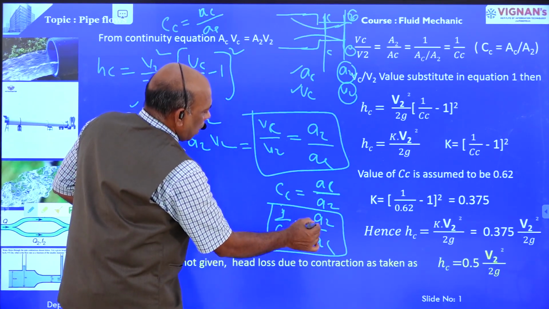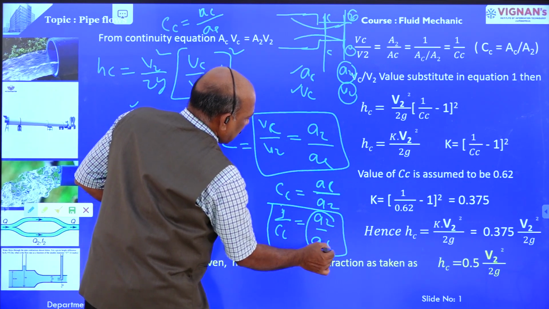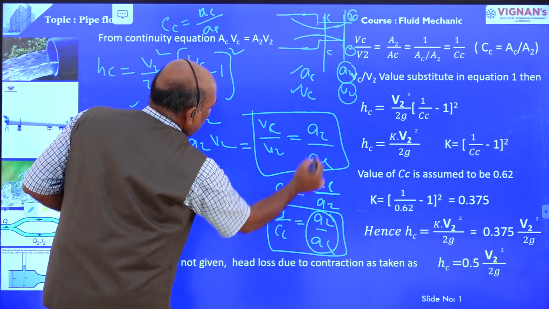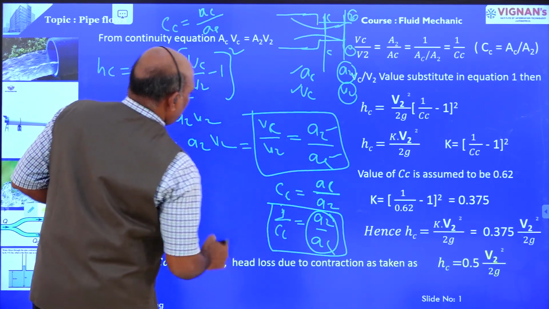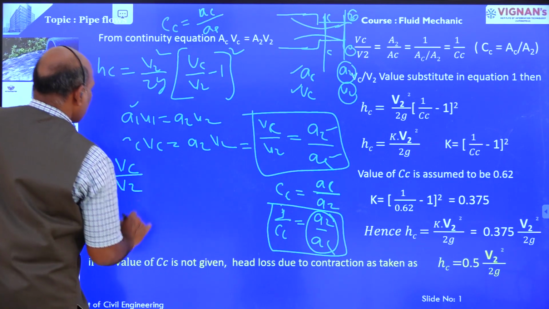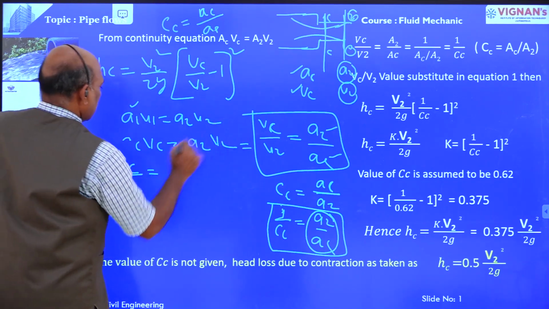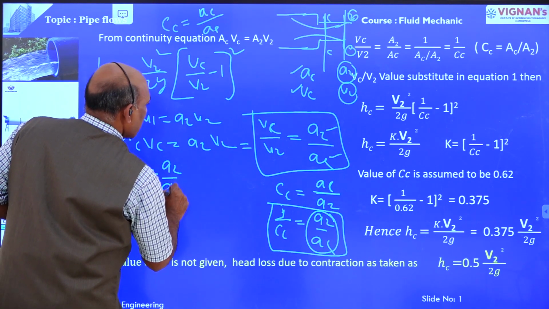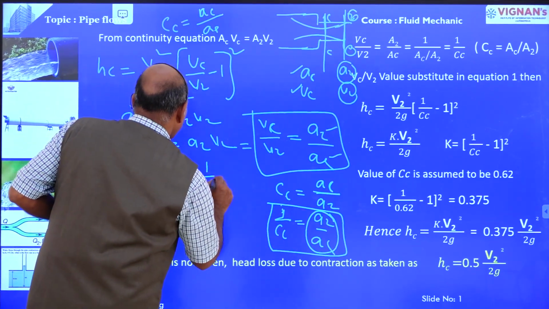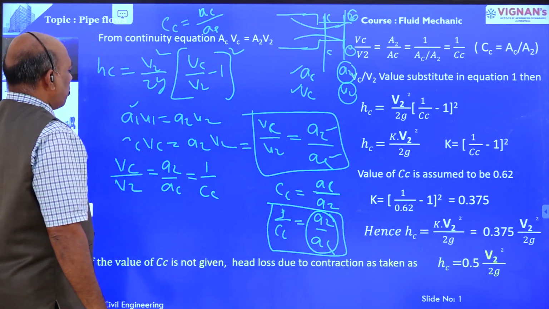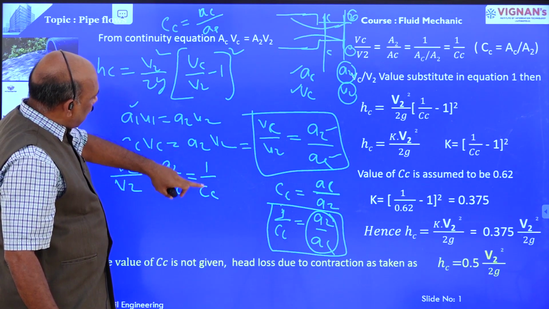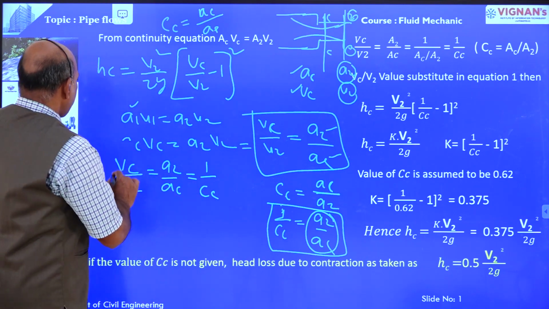Now, in place of A2 divided by Ac, we are going to take 1 by Cc. Therefore, the velocity at vena contracta divided by the velocity at section 2-2 is equal to A2 divided by Ac, which is nothing but 1 by Cc. So in place of Vc by V2, we are going to take 1 by Cc.